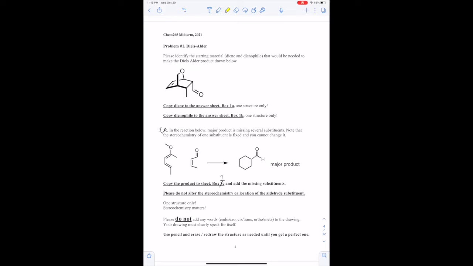Okay, so the question is asking us, please identify the starting material, diene and dienophile that would be needed to make the Diels-Alder product shown below. So here we have our product, so we need to find the reactants. So first we start by identifying the diene with this characteristic double bond.